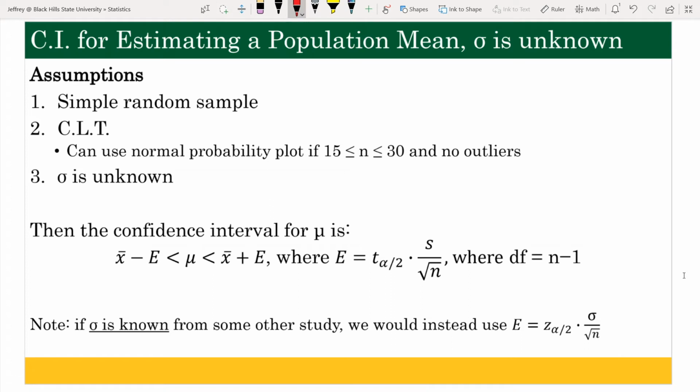So now we have the formula for the confidence interval and the margin of error. So the formula for the margin of error takes the critical value times the standard deviation for the sample mean. And we take that margin of error and we subtract that by the sample mean.